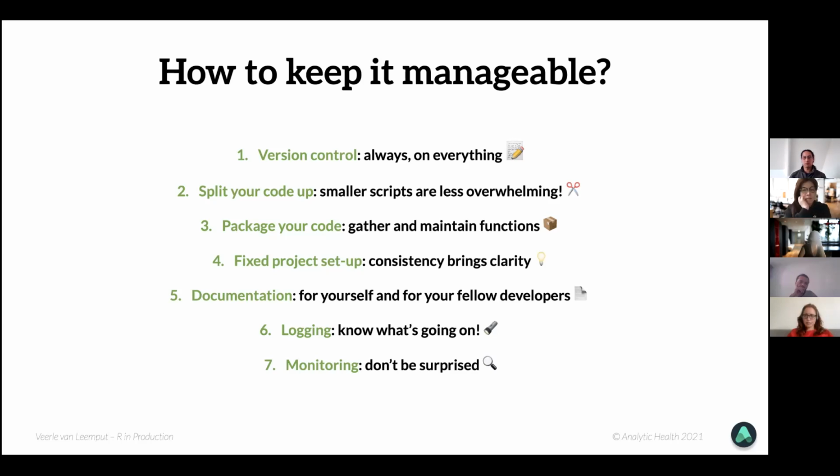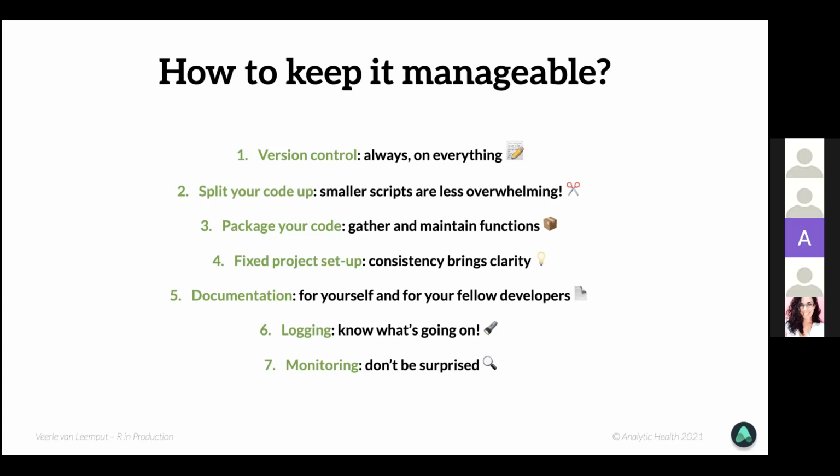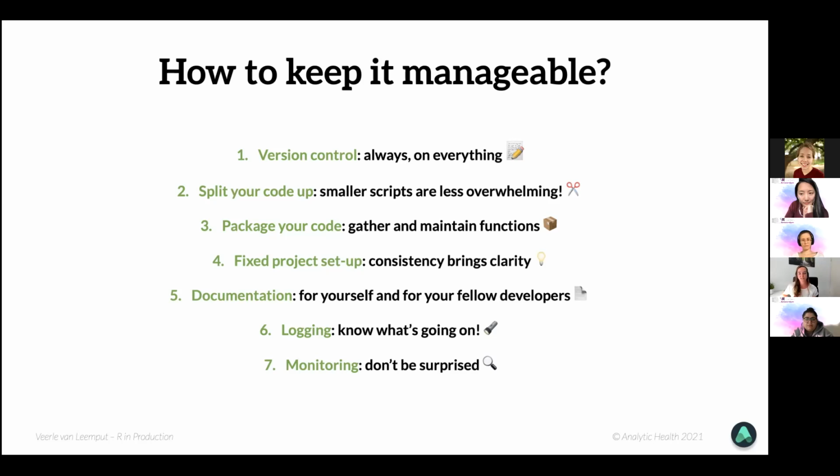So version control. Then split up your code. Make sure that you don't have an R script which is 3,000 lines long. Make sure that you split it up nicely into separate scripts. That's also nice for logging because then you can easily see, okay, this script did run, this script didn't. It's very nice to pipe it like that.